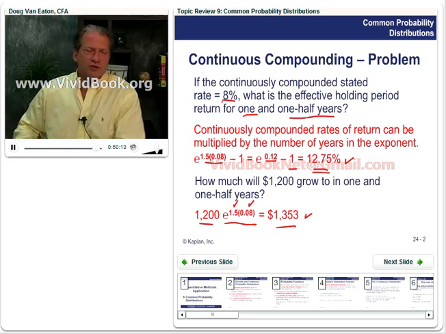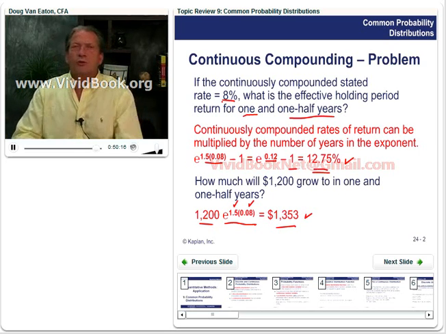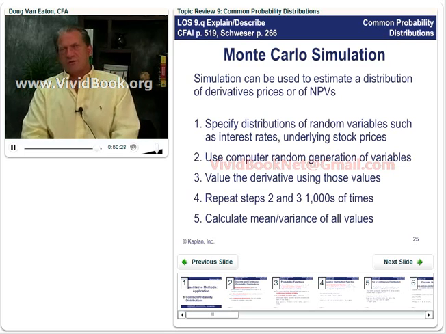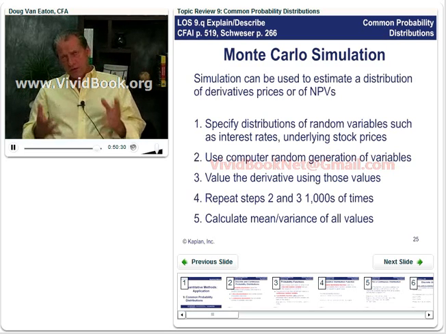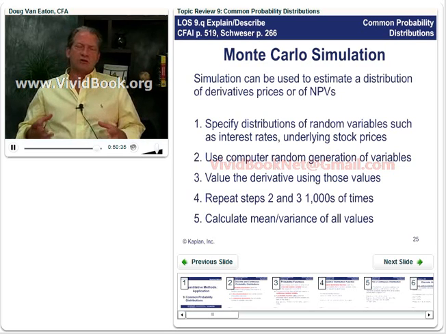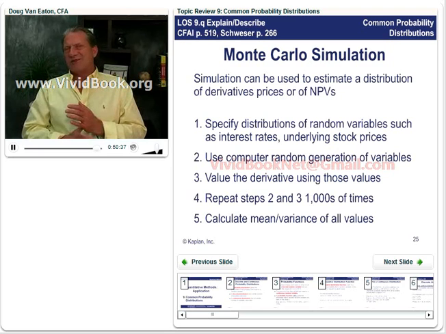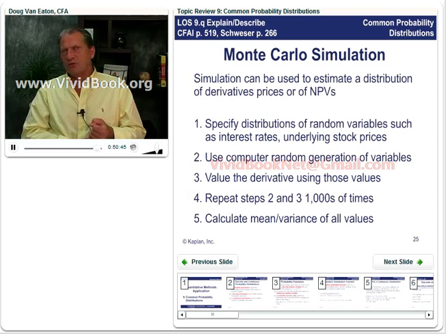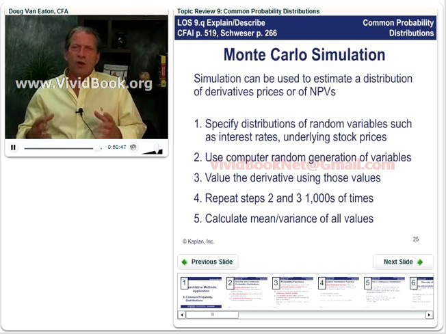So that's continuous compounding. Last two things I want to discuss with you from this reading are Monte Carlo simulation and historical simulation. Now, simulation can be used to estimate a distribution of derivatives prices or net present values. Say we've got a fairly exotic derivative, or a project whose outcome depends on the amount of sales, the price of the resources, the price of the output good, what interest rate turns up in the future, all these various things.